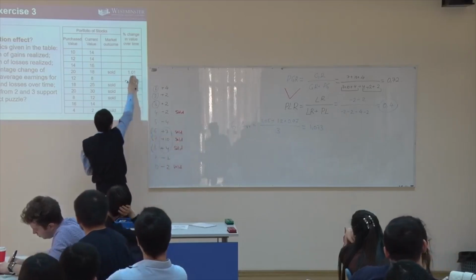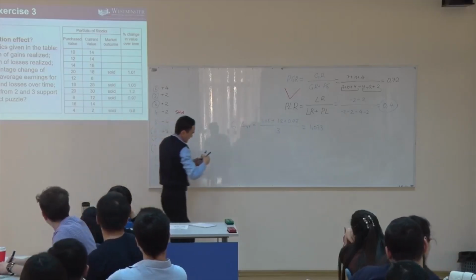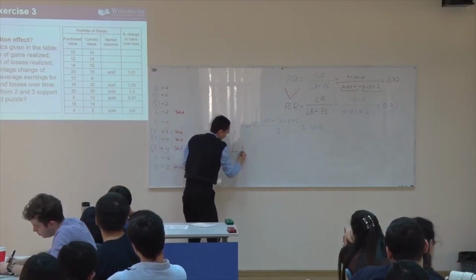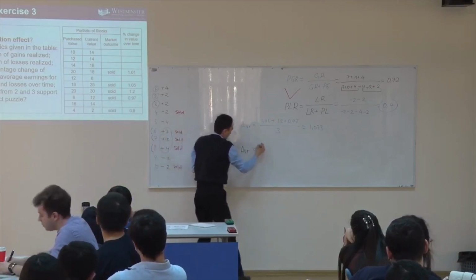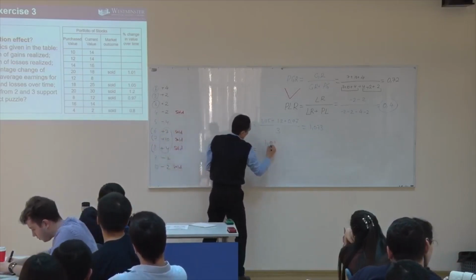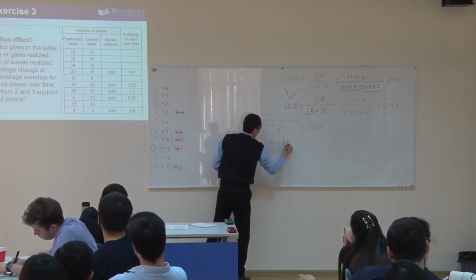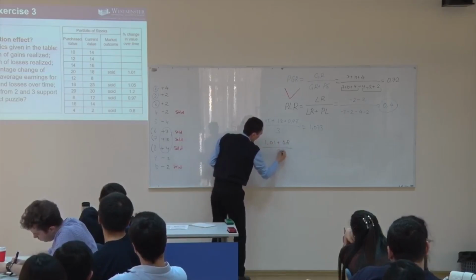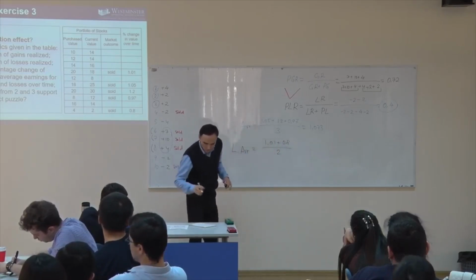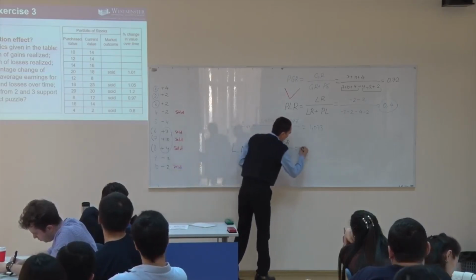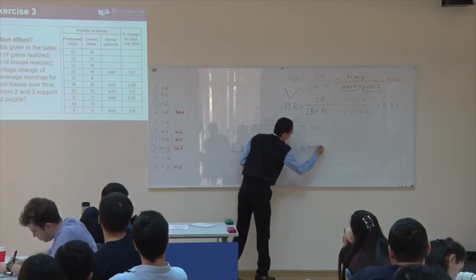And now let's do it for losses. So now we have 1.01 and 0.8. So losses average is equal to 1.01 plus 0.8 over 2. This is equal to 0.905.